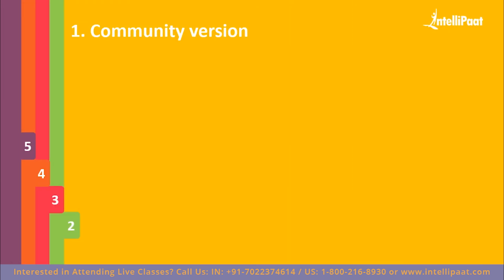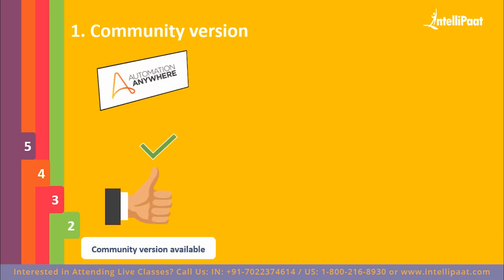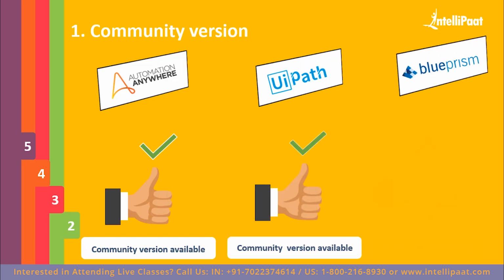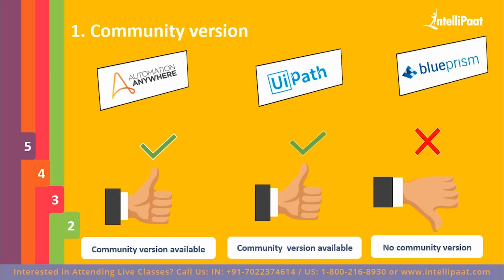So let's begin. Community version. So community version is basically a free version which is available to the community out there for individuals to learn and work with so that they understand the tool better. Now, Automation Anywhere does provide you with a community version, and so does UiPath. But Blue Prism does not provide you with any community version, so you need to pay from the get-go if you want to learn Blue Prism.